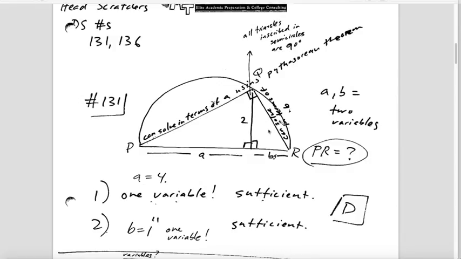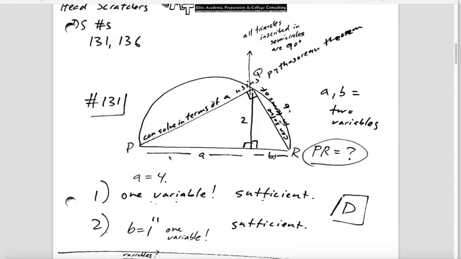Okay, and the question for this data sufficiency is what is PR? You want to try to solve for this length PR here. So in other words, you're trying to find the diameter of this semicircle. Okay, so the first thing they give you for number 1 is that A is equal to 4. So that just this part A is equal to 4, right?